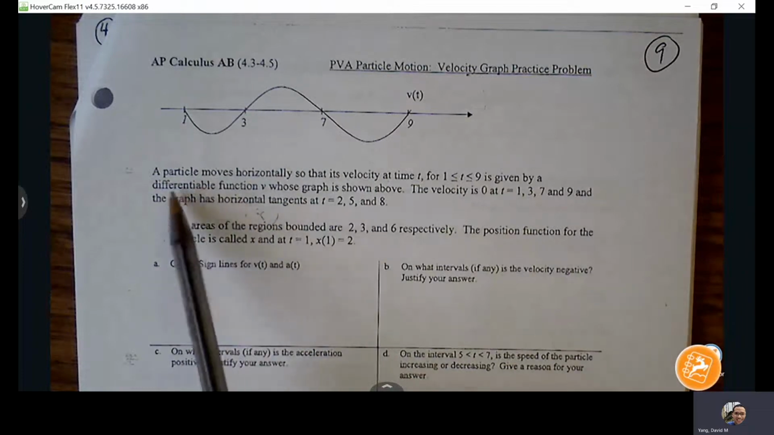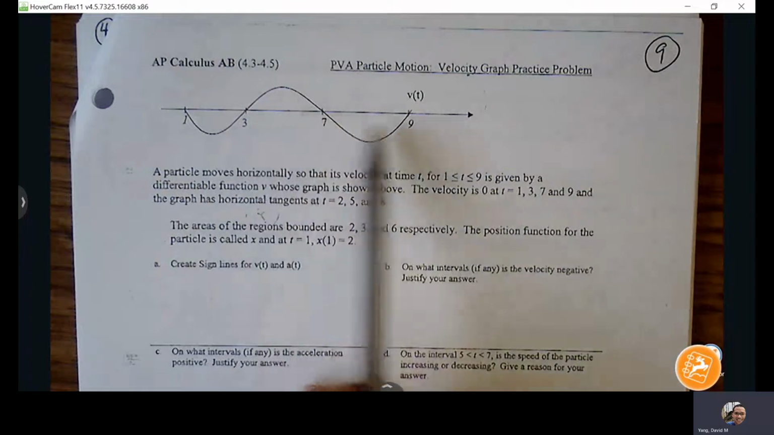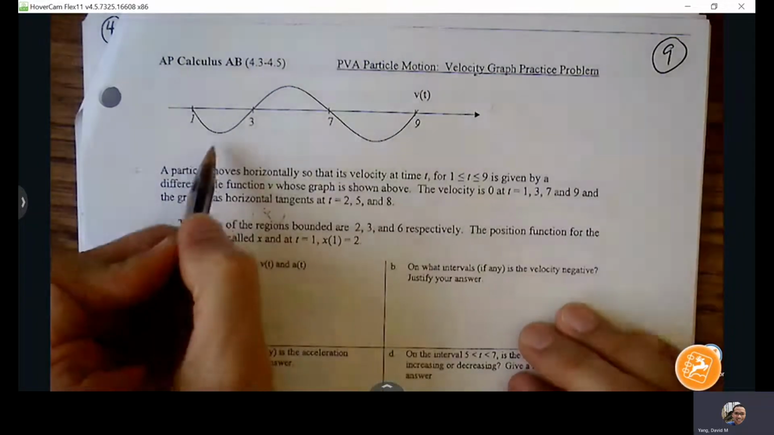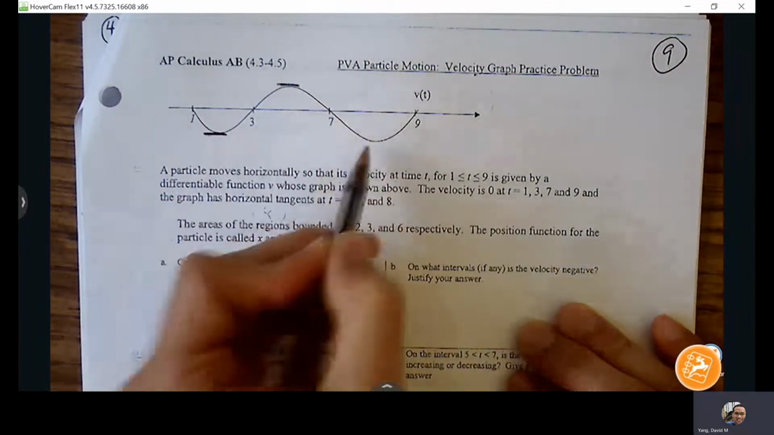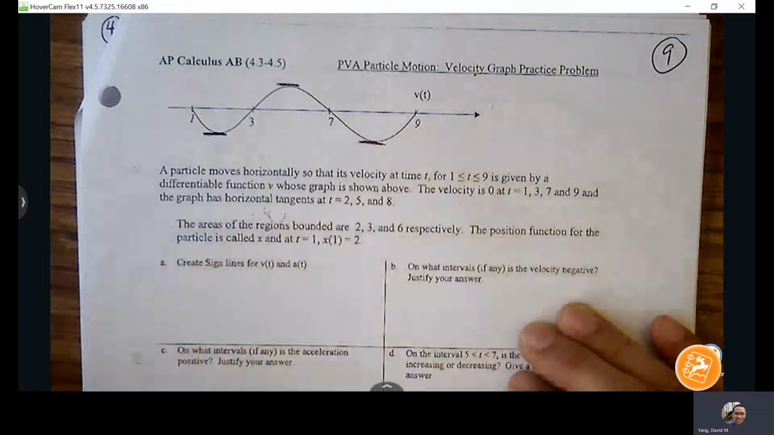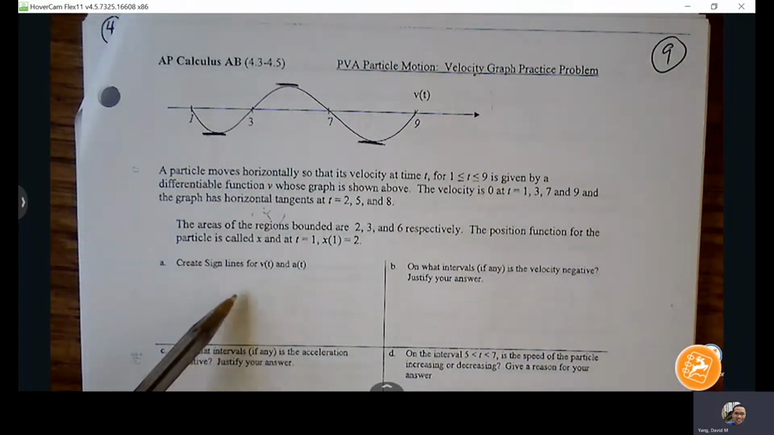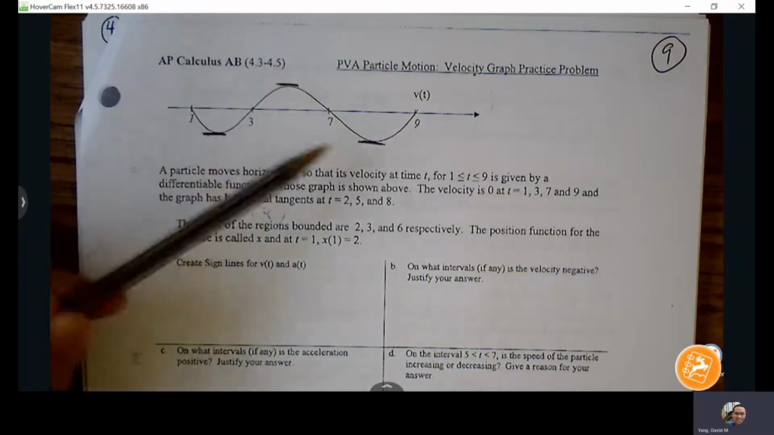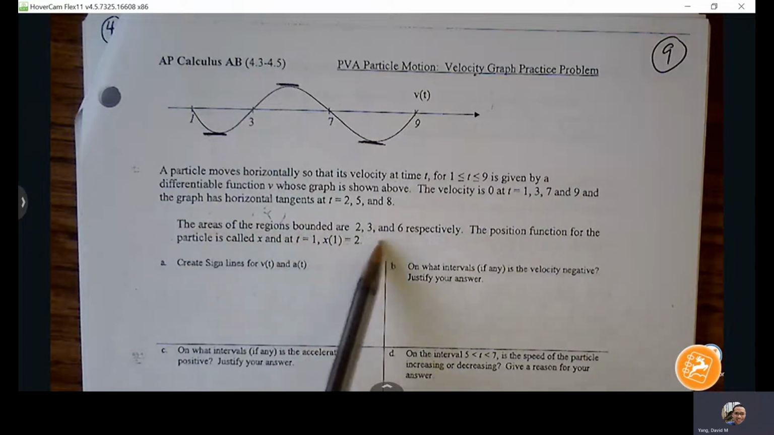This is a differentiable function, a smooth curve. The velocity is 0 at 1, 3, 7, and 9. And the graph has horizontal tangents at 2, 5, and 8. So this just tells us that there's a slope of 0 at 2, 5, and 8. And this is also going to help us with our acceleration sign line when we're essentially looking for points of inflection. Okay. All right. The areas of the regions bounded are 2, 3, and 6.